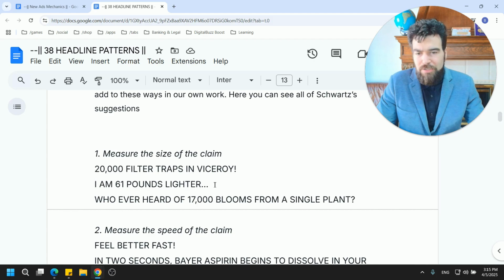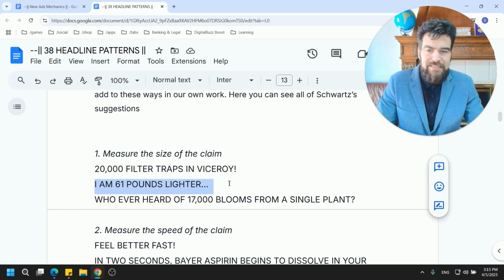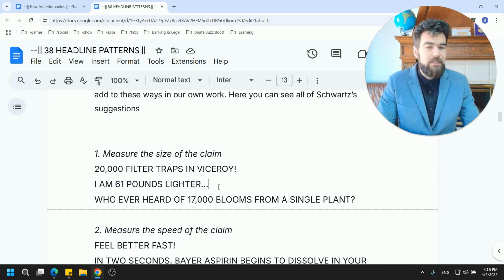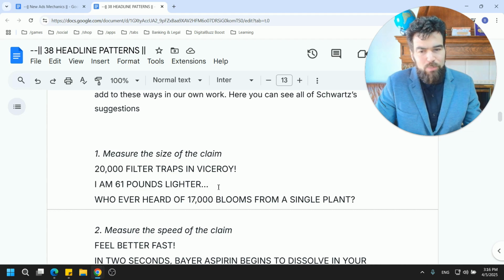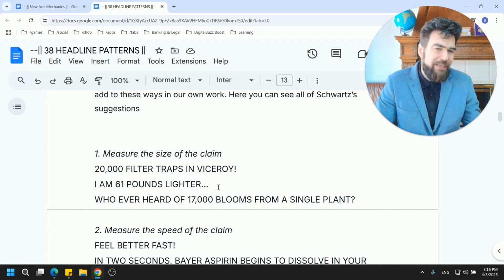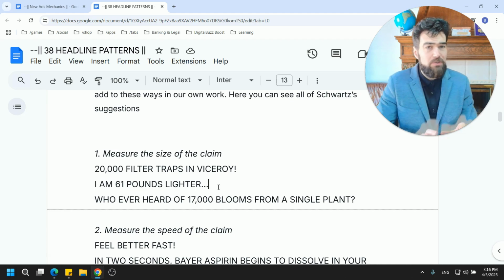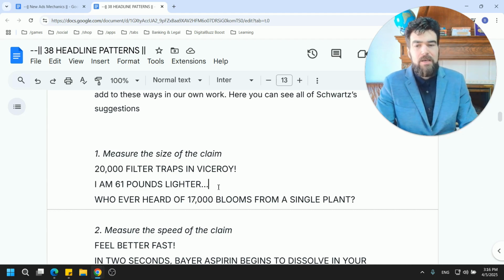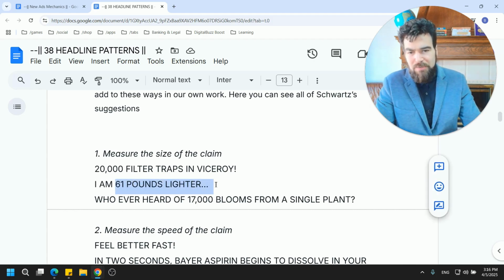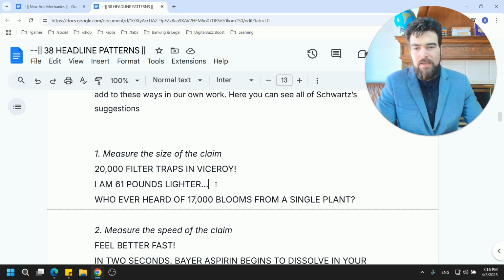Now, you could argue that because it's phrased in kind of like a story format, I'm 61 pounds lighter, maybe we could be unaware, like you could make an argument for that. But I would say it's still pretty obviously solution aware or desire aware, because it's pretty obvious we're talking about weight loss here, and it's phrased in a very obvious way. So I would say it's solution aware.